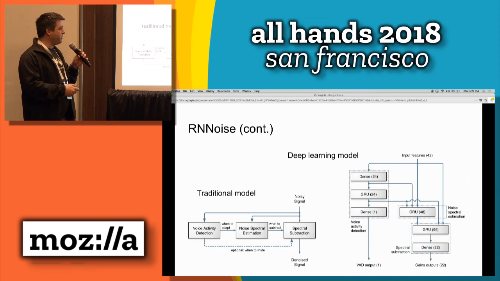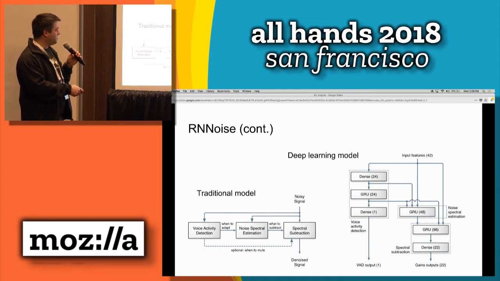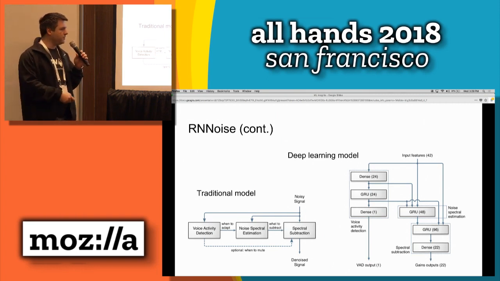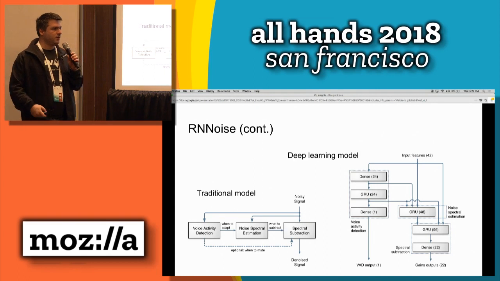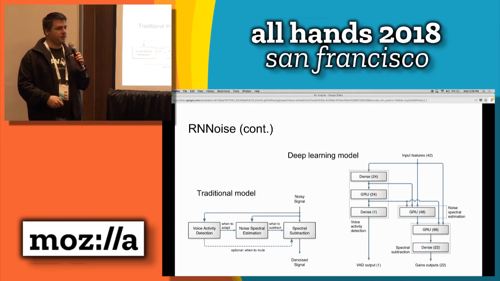So the way the architecture is done is very similar to the traditional models that had the voice activity detection, the spectral estimator, the spectral subtraction. In this case, we still have sort of a voice activity detection with some fully connected layers, and GRU is a recurrent neural network. The activity detection gets fed to another recurrent network that estimates the noise, which also feeds data to the last box that does the actual spectral subtraction. And in the end, we end up with just 22 gains that tell us when to attenuate the signal at what frequency.